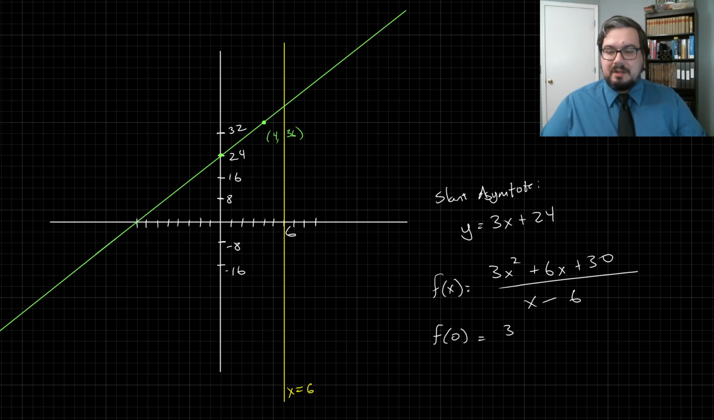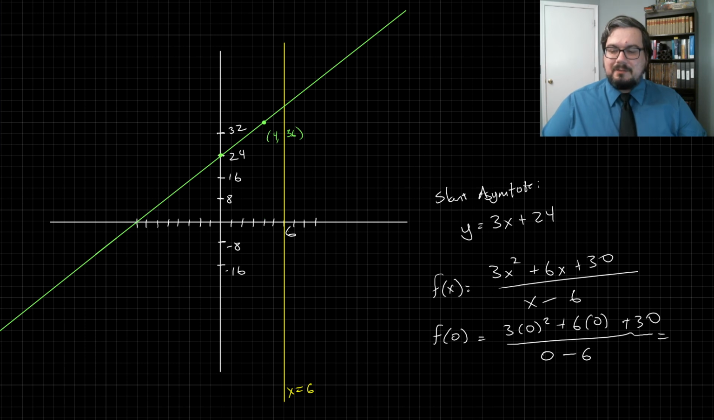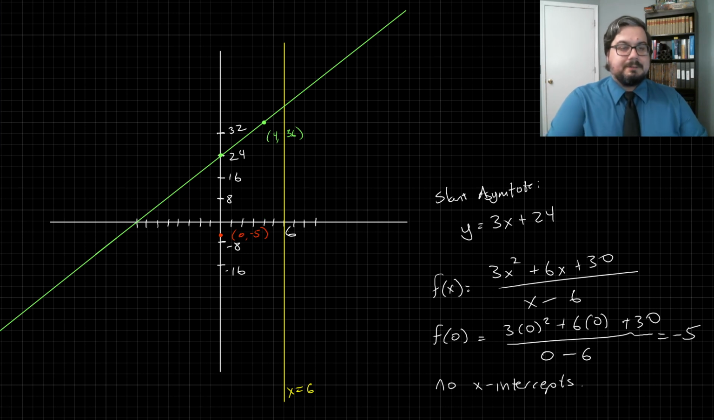If x is 0, then we get (3 times 0 squared plus 6 times 0 plus 30) over (0 minus 6). So f of 0 is 30 over negative 6, which is negative 5. So that means that the y-intercept is going to be somewhere down here. So it's going to be at (0, negative 5). As we mentioned before, we've got no x-intercepts, no zeros. So let's just get a couple more points in order to figure out what this graph looks like.